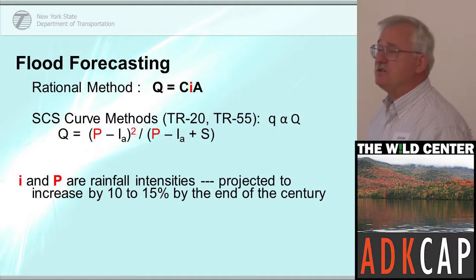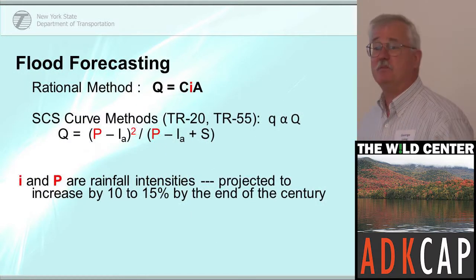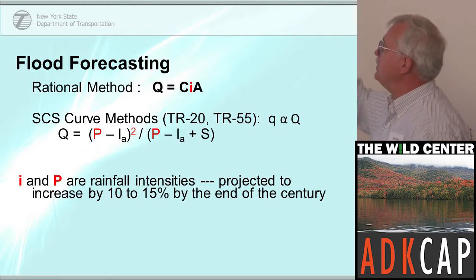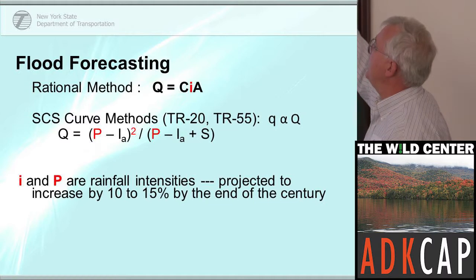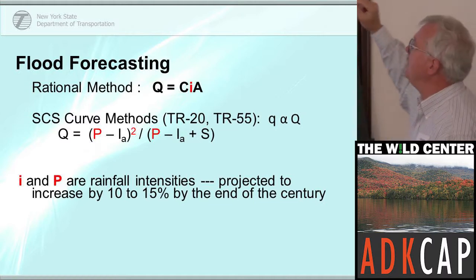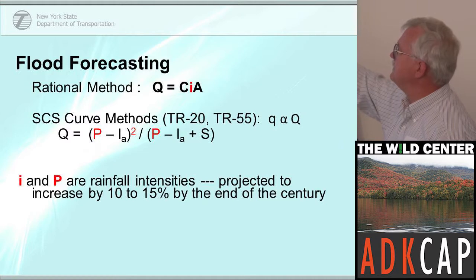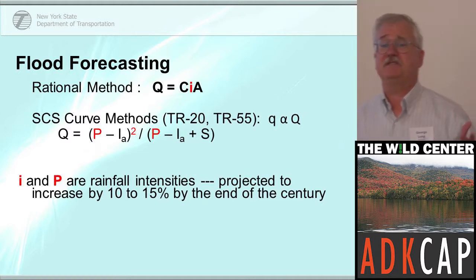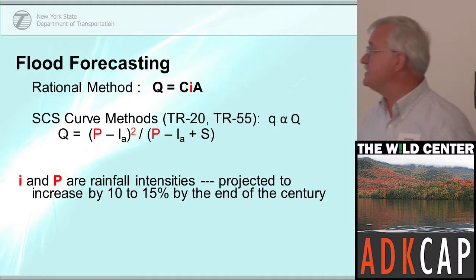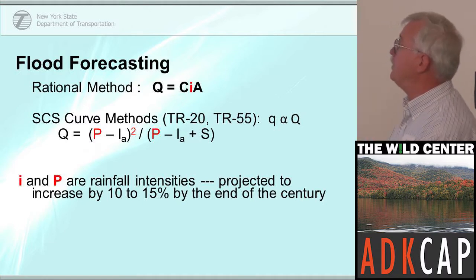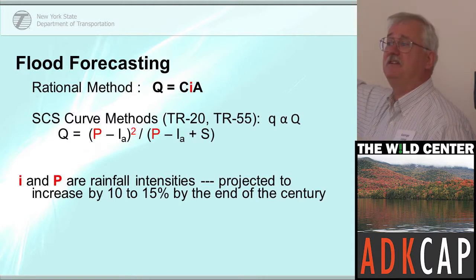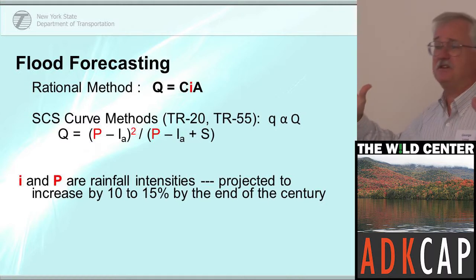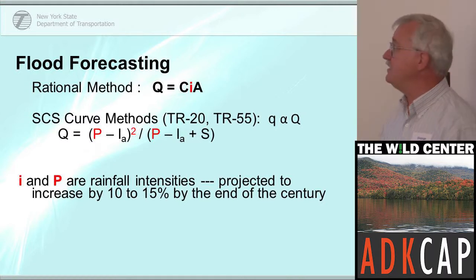Well, those of you who deal with this sort of thing, you know, for small watersheds, little drainage areas, you're using a rational method. Somewhat larger ones, you're using SCS curve methods, TR55. Those both make the discharge proportionate to a rainfall intensity. We know those rainfall intensities are projected to increase by 10 to 15% by the end of the century. Boom. There's a way that you can adapt that. You simply take your calculated discharges that you're going to size the culvert to, increase it by 10 to 15%.